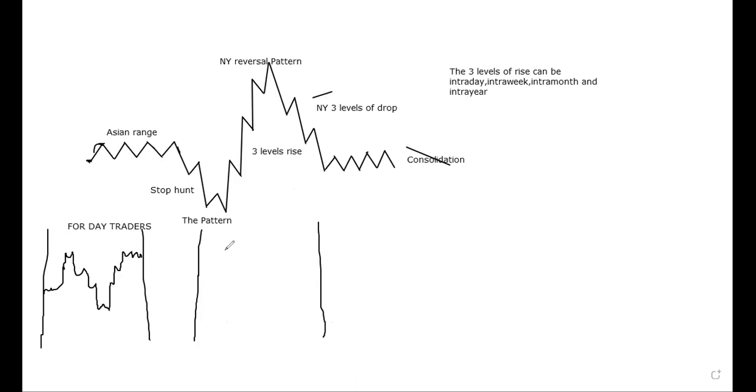That is the drop. Let's assume you have a consolidation, then a stop on to the low, then we have the pattern 1, 2, then 3. Then we have the New York reversal 1, 2, 3. Then the consolidation again. Now, all this is a weekly bias for a swing trader. This is a weekly interval. That is, you want all this to happen in a weekly time frame.